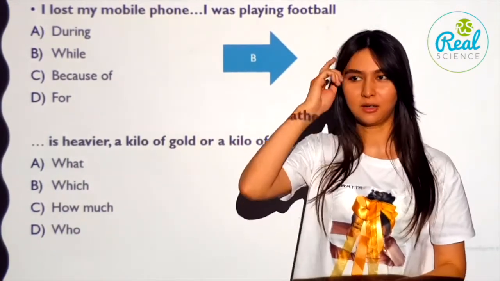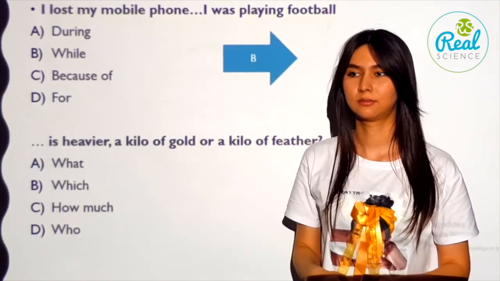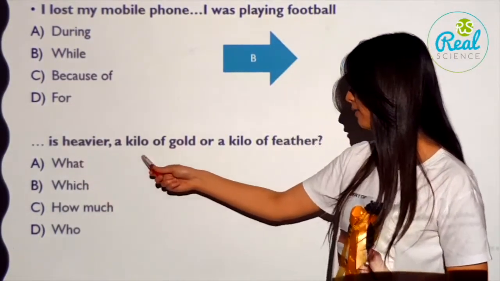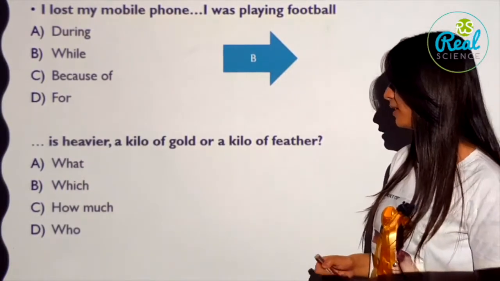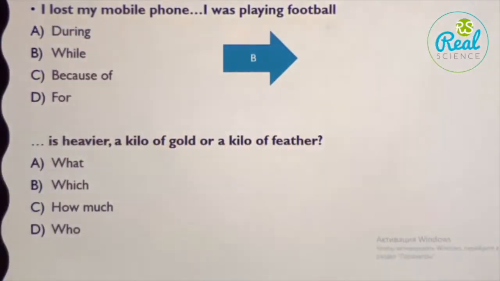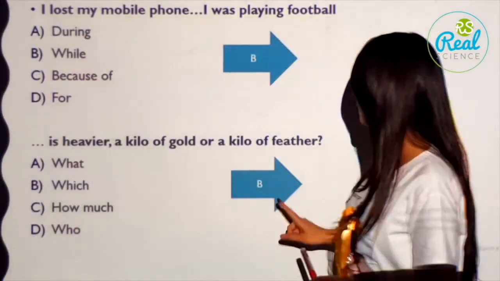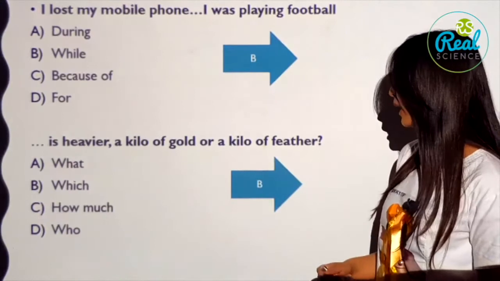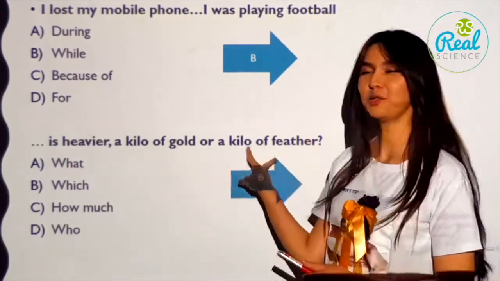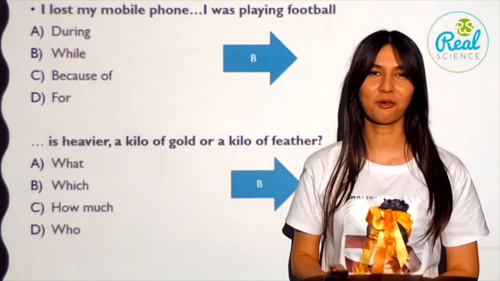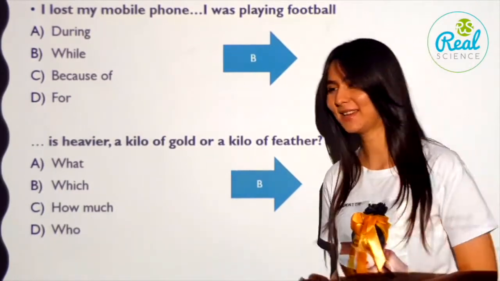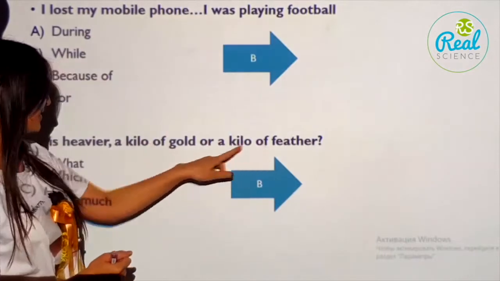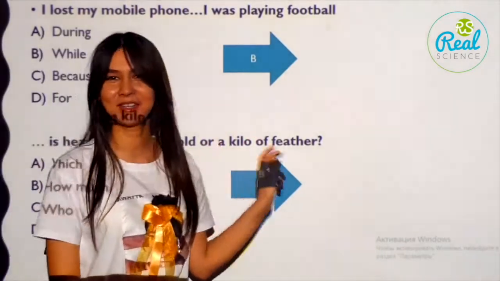Sevara, can you read? Which is heavier, a kilo of gold or a kilo of silver? Okay, yes, I agree with you. Is that the same? Yes, it's B. So what is gold? Which one is heavier, guys, a kilo of gold or a kilo of silver? Yes, they are the same. They are the same because both of them are a kilo.